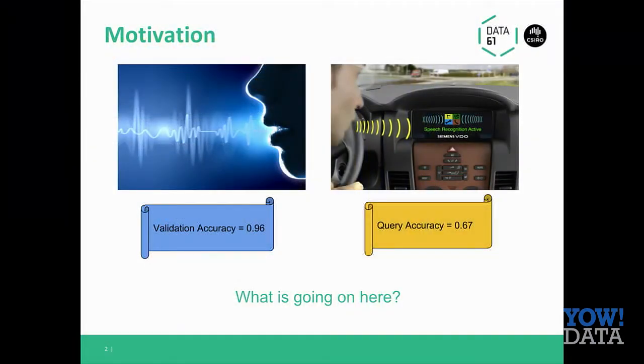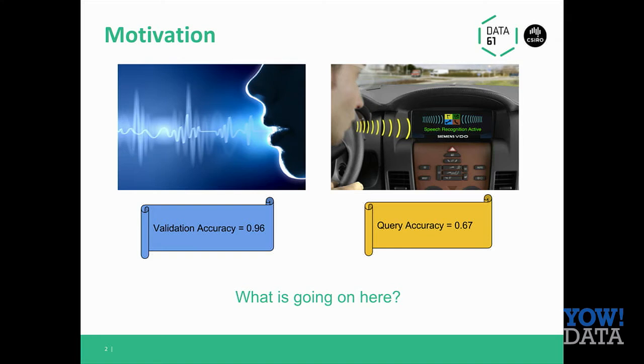I'm a software engineer working in a team that deploys machine learning techniques to government sectors. Today I'm going to talk about a common problem in machine learning known as covariate shift. So let's do some motivation first.